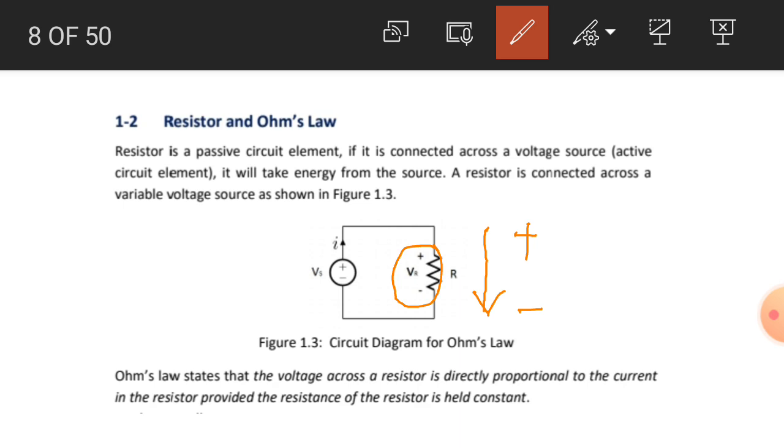Let us consider the direction of the current in the voltage source. The current inside the voltage source flows from the negative terminal of the source towards the positive terminal. So this is a voltage rise. And this is a voltage drop.